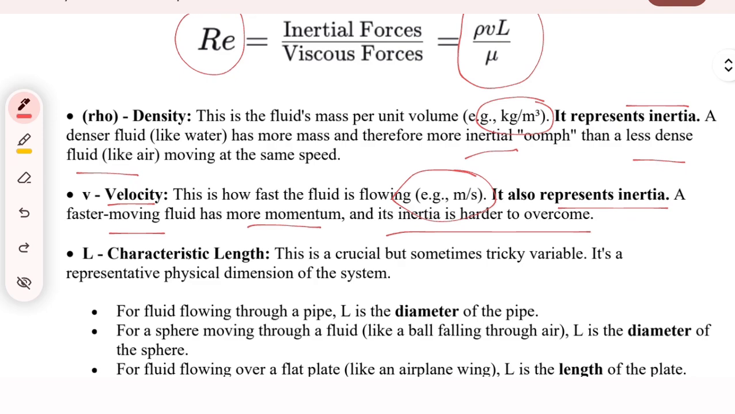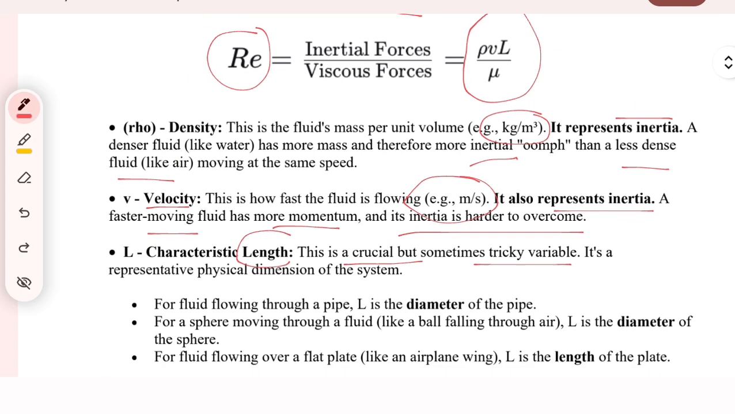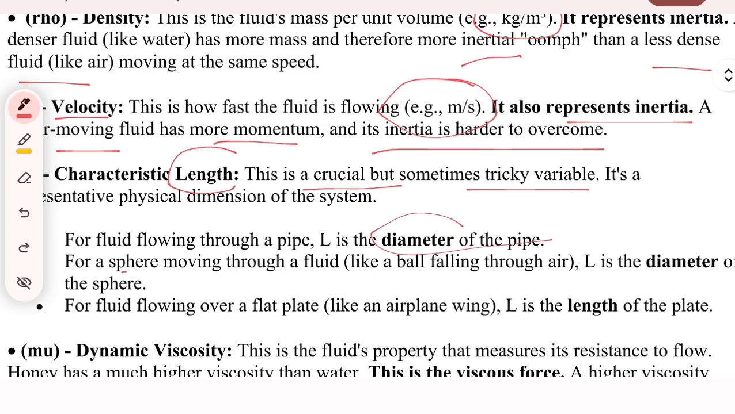The big L in the formula is a length. And this is actually very crucial, or sometimes very tricky, because L depends on the situation. For example, for fluid moving through a pipe, the L is actually the diameter of the pipe. It really depends on the situation, right?